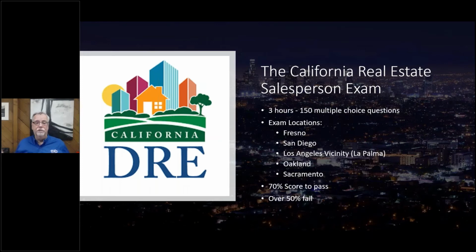And as of now, this is the list. You can go to Fresno, you can go to San Diego, you can go to La Palma, which is technically Orange County, but near LA, you can go to Oakland, and you can go to Sacramento. That's it, right? You're not allowed to cheat, right? They're watching you, right? It's not an open book test. So you have to be better prepared. Now, out of the 150 questions, you have to get 105 of them right.